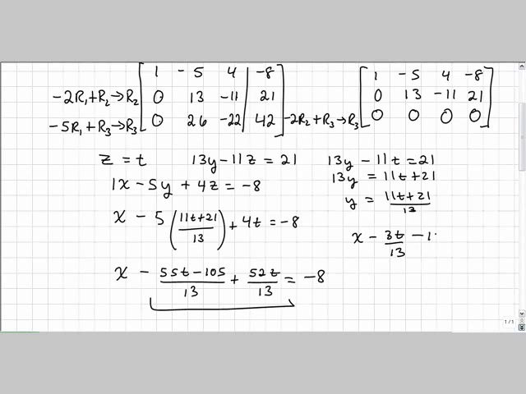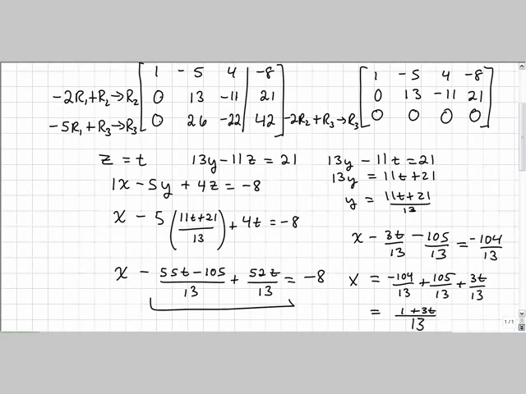now getting a common denominator here, 8 times 13 is 104. So this is -104 over 13. All right, so x then is equal to -104 over 13 plus 105 over 13 plus 3t over 13, or (1 plus 3t) over 13.